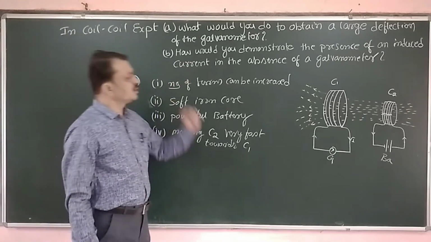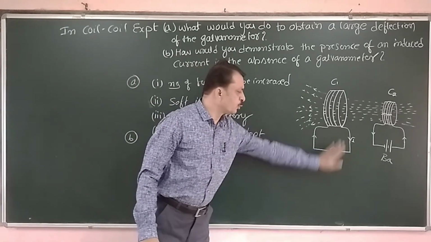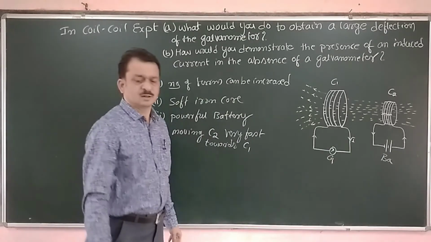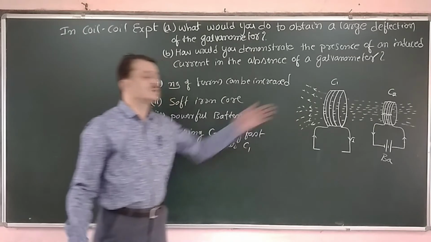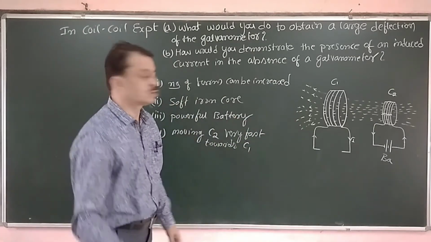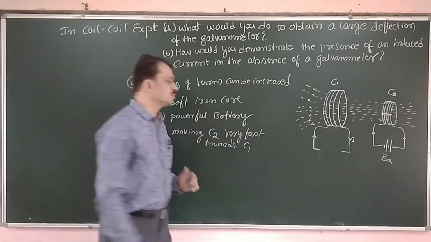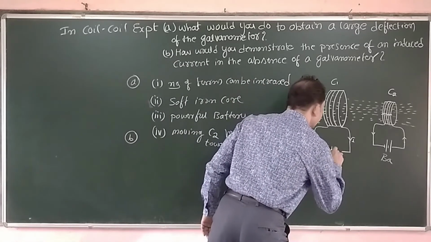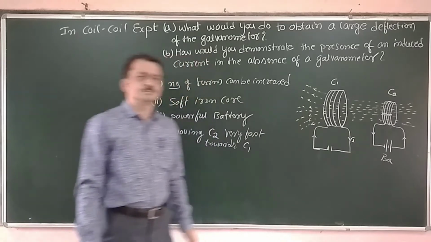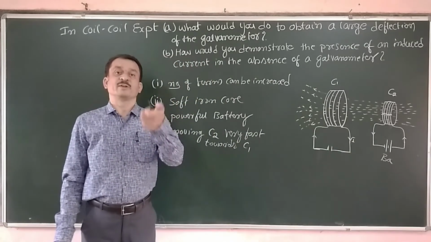Now what they are saying is, I am removing this galvanometer. If the galvanometer is absent, then how can you show that there is an induced EMF or current flowing through that circuit? Just very simple. Here we will place a small bulb, like what we observe in a torch.